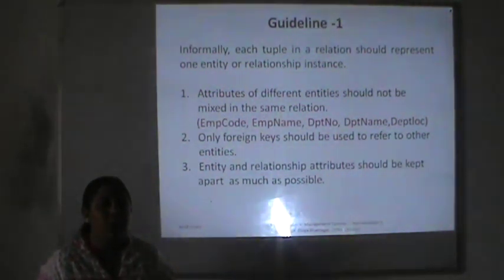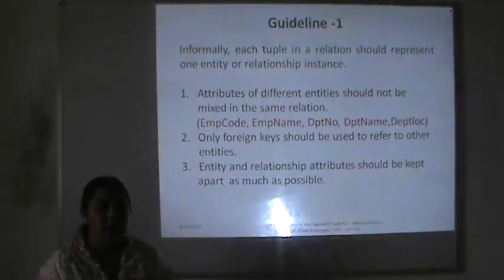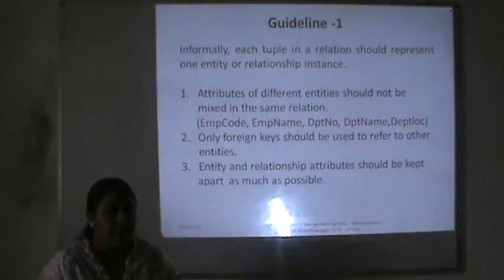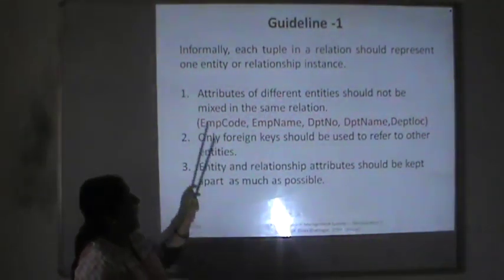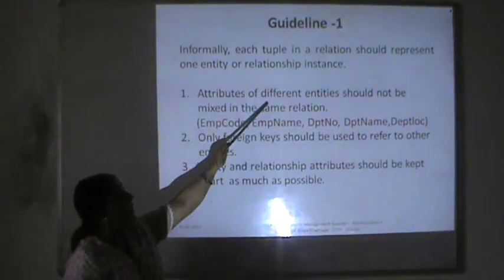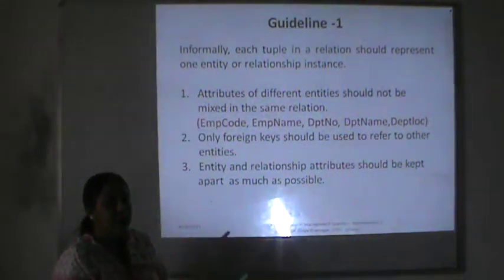We should not form a relation which holds attributes like customer number, customer name, customer city, customer's email, customer's account number, and the balance in the account. This should not be done. This should be avoided for a good database design. So, attributes of different entities should not be mixed in the same relation. They should be kept separate.